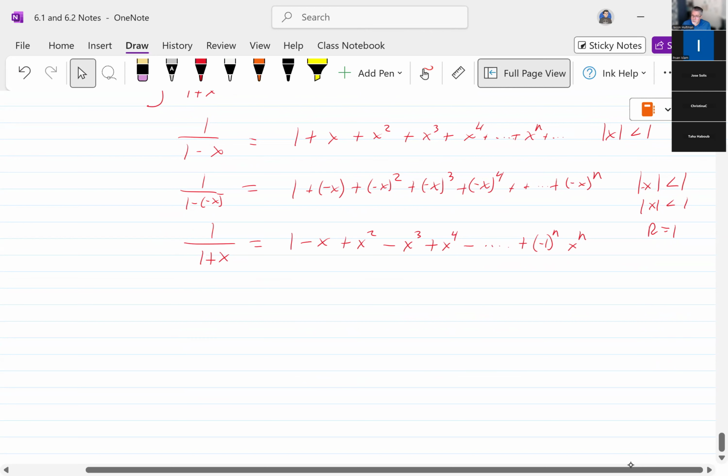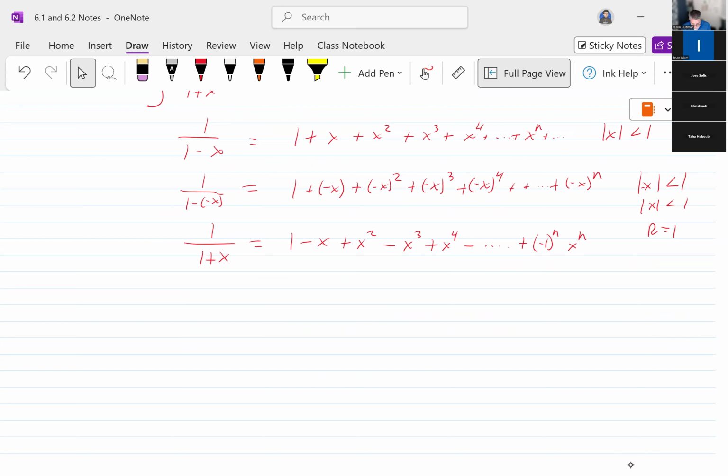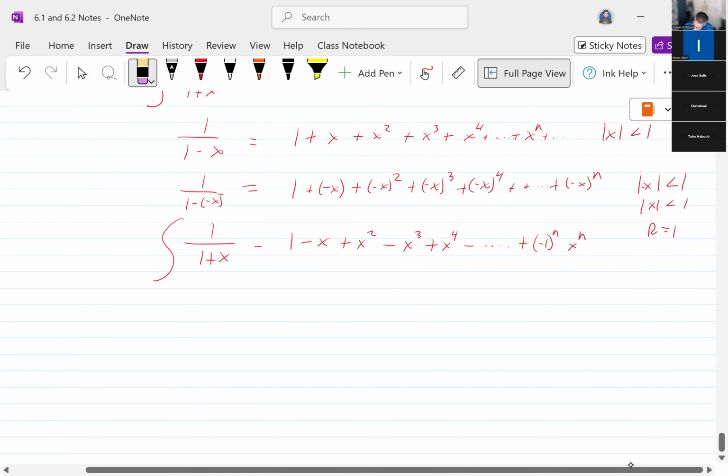Okay, and what I'm going to do is integrate this term by term. Let's integrate this term by term. So this is going to be the integral. Let's integrate this now, dx. This is going to get me the natural log of the absolute value of 1 plus x plus c. I've got to add the plus c here. That's my constant.